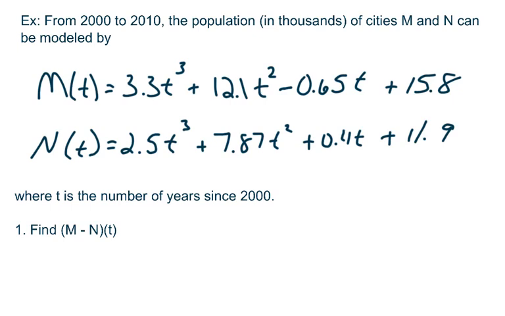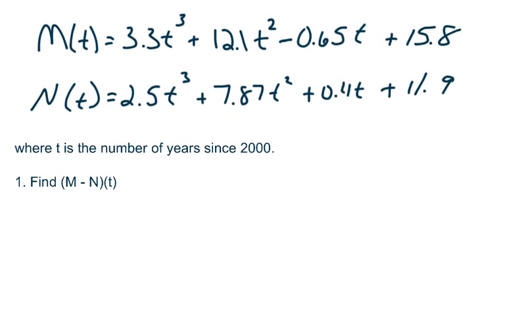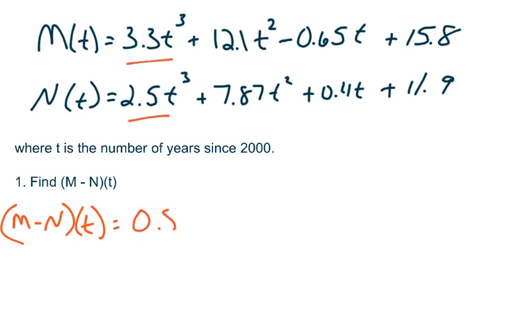Okay, we're going to have 2 tasks here. Number 1, find M minus N of t. So we're going to be subtracting the 2 functions. I'm not going to write out the 2 functions again because I've got them right here. Since I'm subtracting and they're conveniently lined up, all I need to do is subtract down because it's M minus N. So we'll have M minus N of t is equal to 3.3 minus 2.5, that gives me 0.8 t cubed.